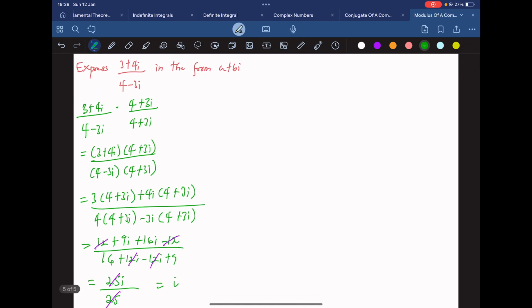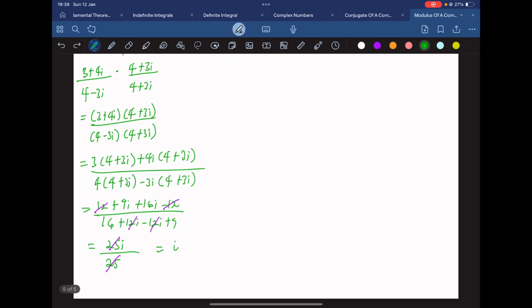So the question said we should write it in the form of a plus bi. So a plus bi is simply the real part being 0. So we have 0 plus i. And that is your answer.